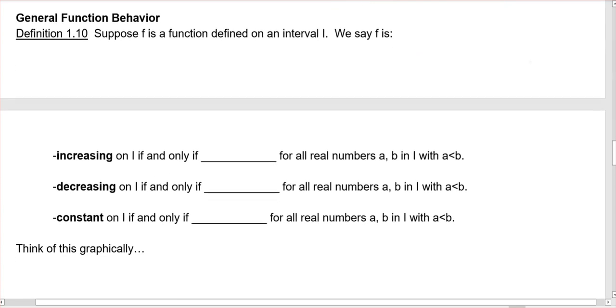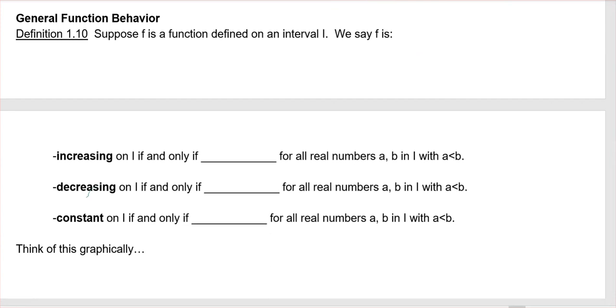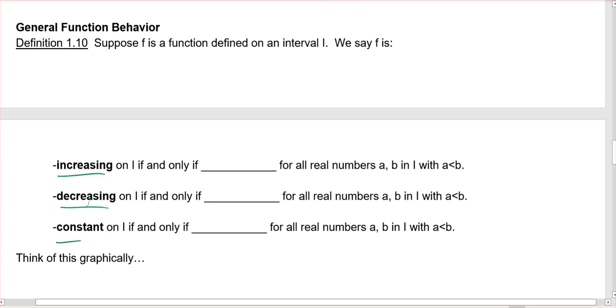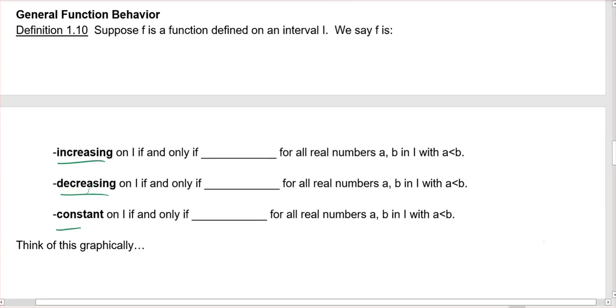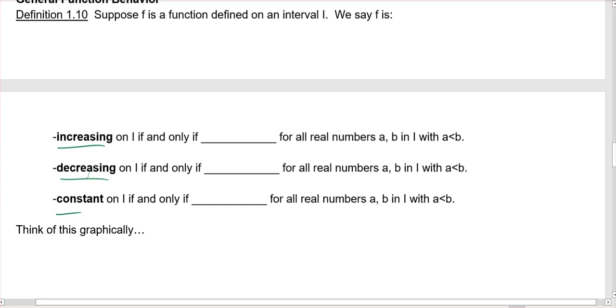Okay. So general function behavior. Okay, so we have an intuitive notion of what it means for something to increase, decrease, and be constant. We're just going to write mathy versions of what these behaviors mean. So we've got a function defined on some interval I. So let's think about this graphically. If I've got a function, maybe I can draw it just like this.